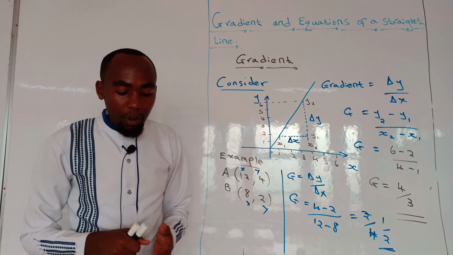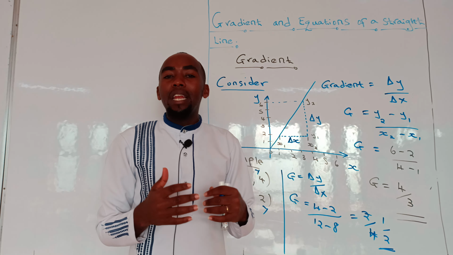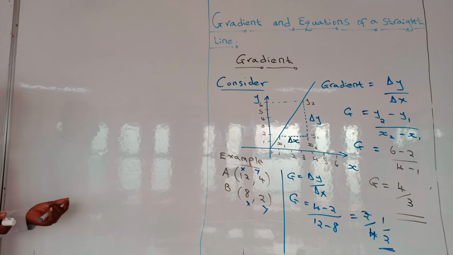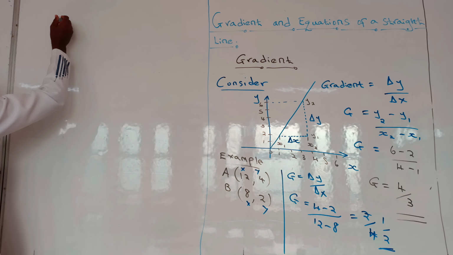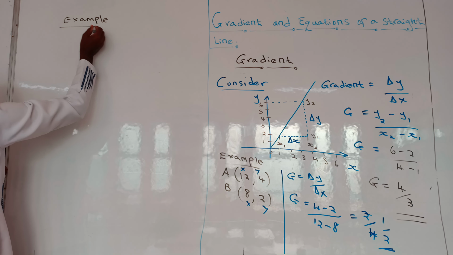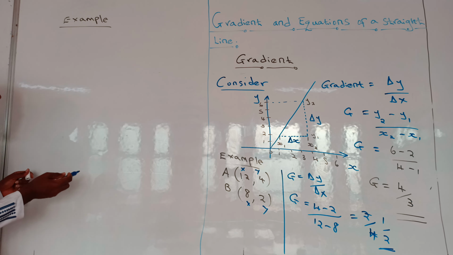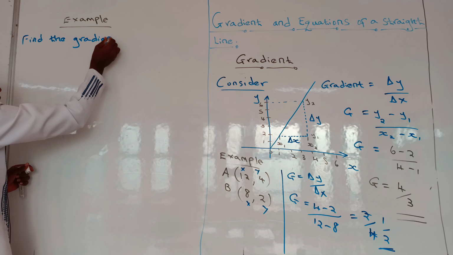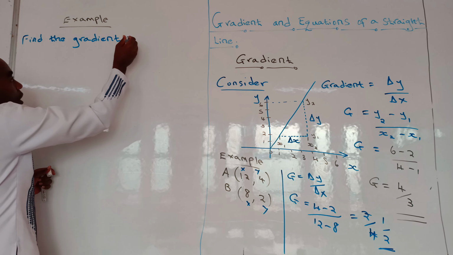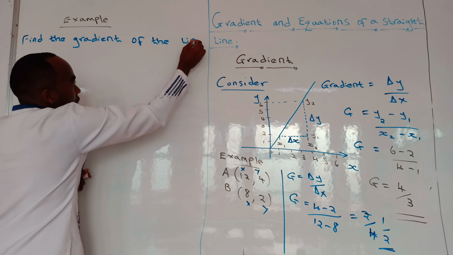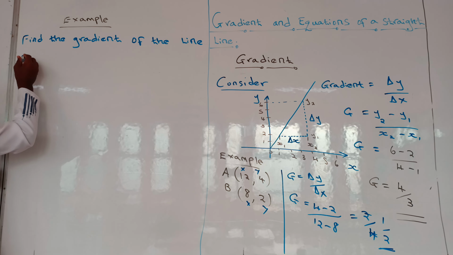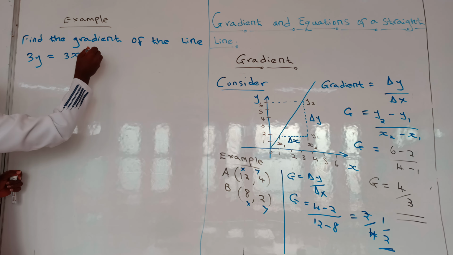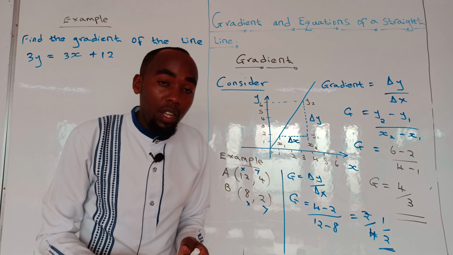Now, how do you find the gradient when you are given an equation? You can be given an equation and they want you to find the gradient. Let's consider this example: find the gradient of the line, where our line is given as 3y equals 3x plus 12.